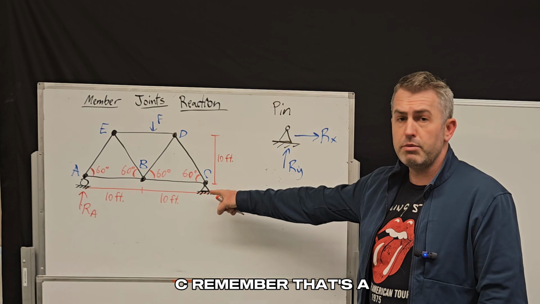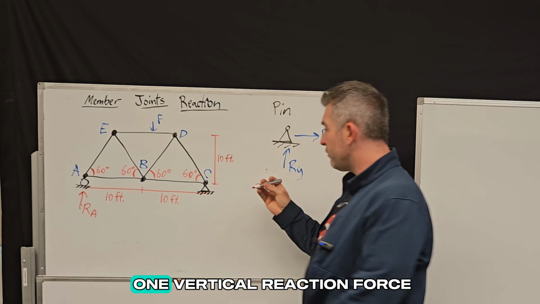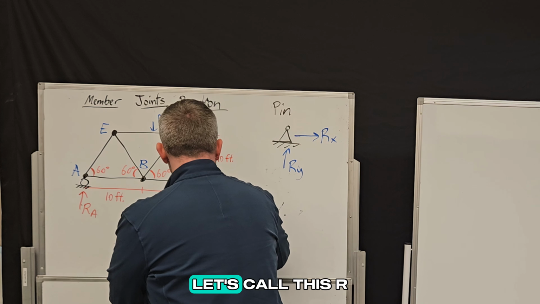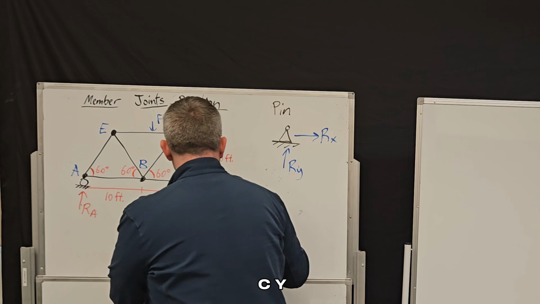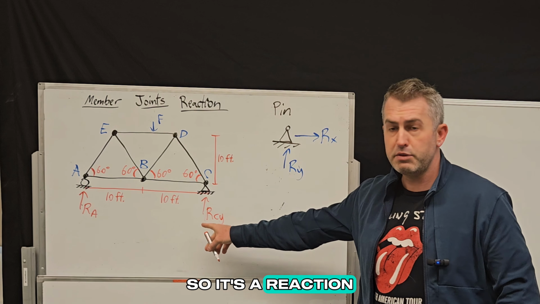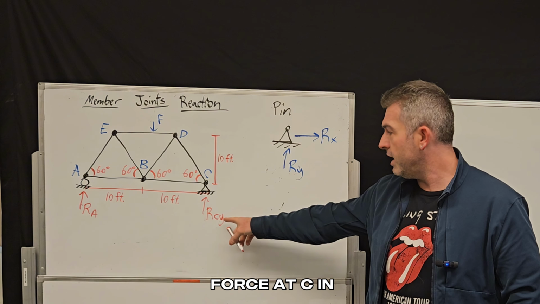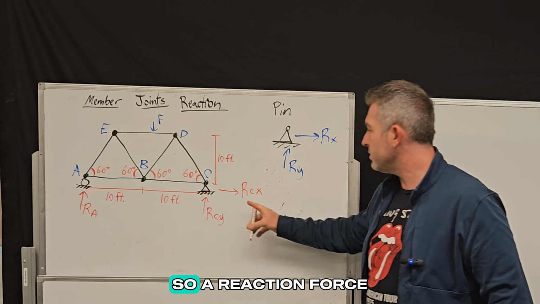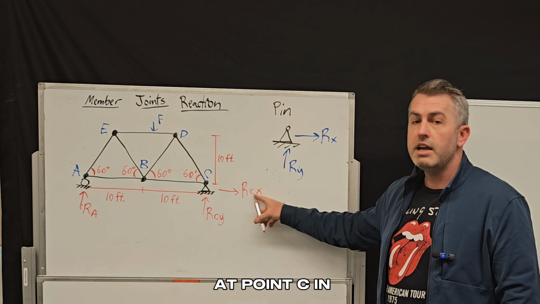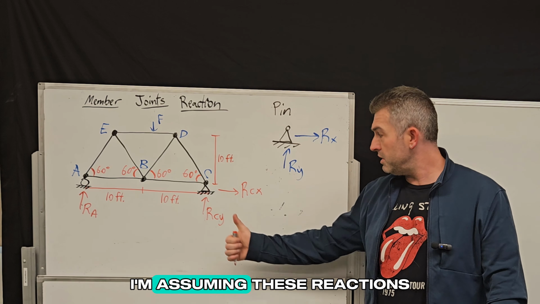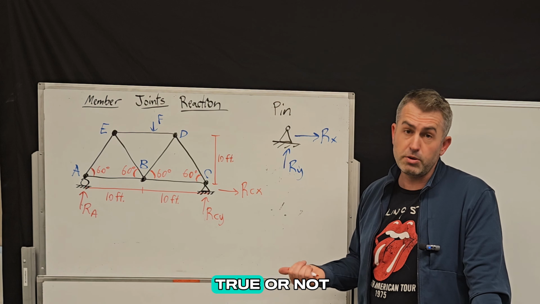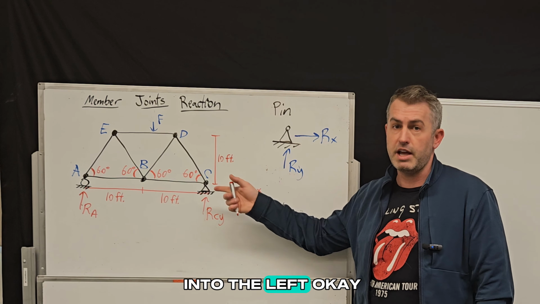And over at joint C, remember that's a pin connection, so it's going to have one vertical reaction force, which I'm going to call RCY. So it's a reaction force at C in the Y direction. And we also have a horizontal reaction force, which I'm going to call RCX. So a reaction force at point C in the X direction. Now, again, I'm assuming these reactions are up and to the right. Once we do the calculations, we'll see whether that's true or not. They might be downward and to the left.